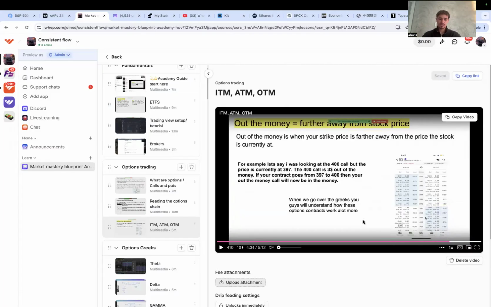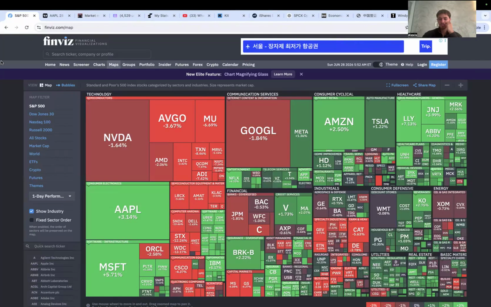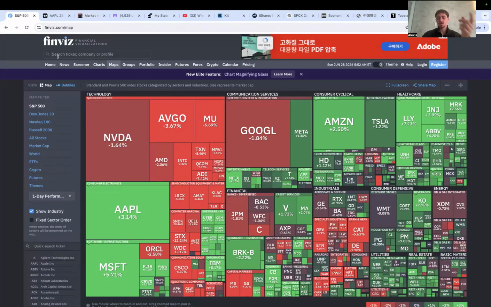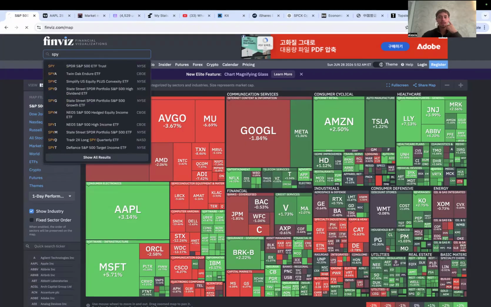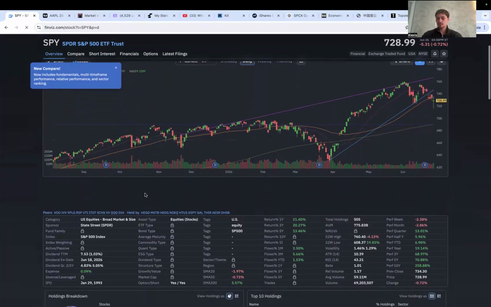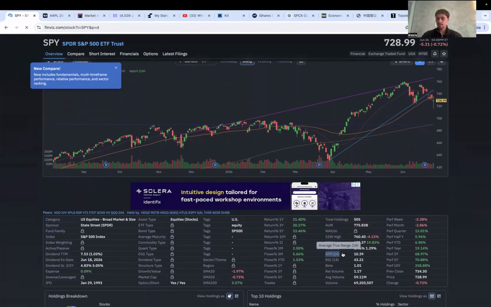Before I cover out of the money, I want to cover a vocabulary term called ATR. It stands for average true range. Now, how are you going to find average true range? Go to Finviz and you can type in literally any name. You can type in SPY. As you scroll down, it'll be right here where it says ATR, in parentheses 14. SPY's ATR is about $10.39.